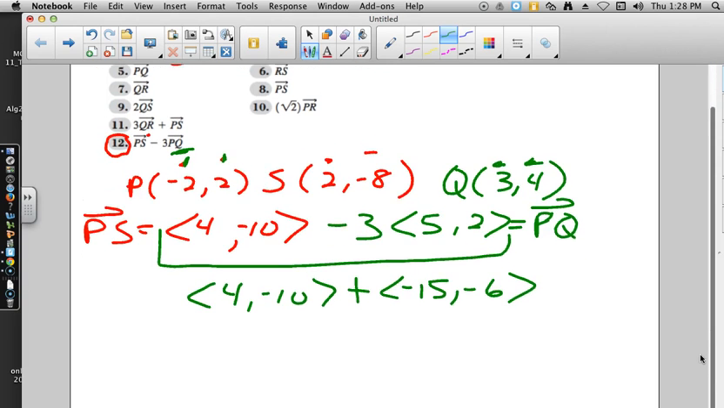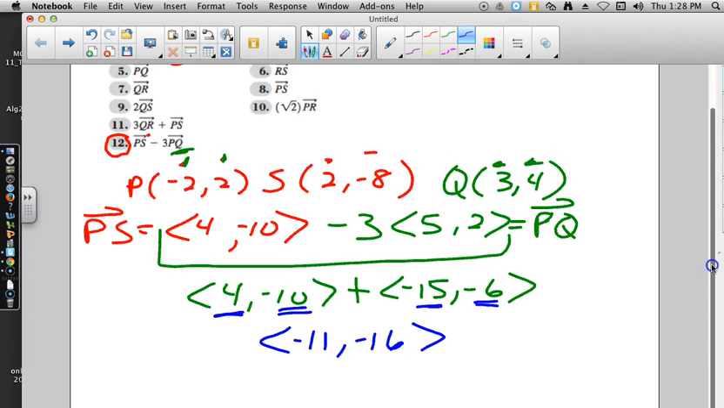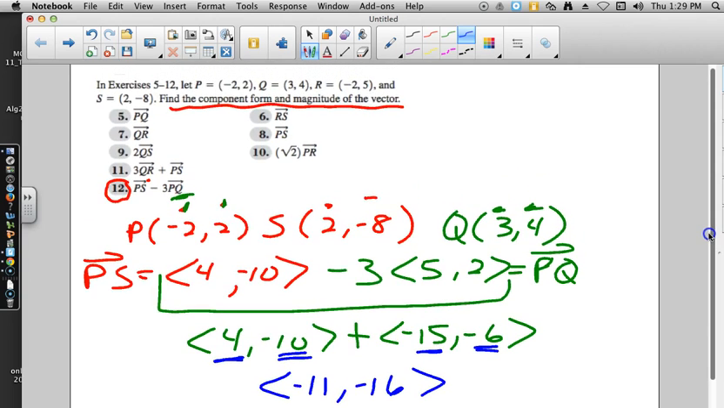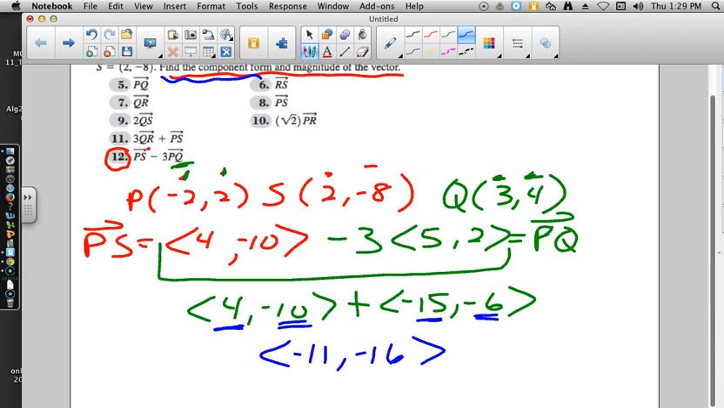And then we'll go ahead and add those component pieces together, horizontal to horizontal and vertical to vertical. So 4 plus a negative 15 is negative 11, and negative 10 plus negative 6 is negative 16. So that's the component form that they wanted. So we go back up and we see we're not done yet, because it said find the component form and the magnitude of the vector.